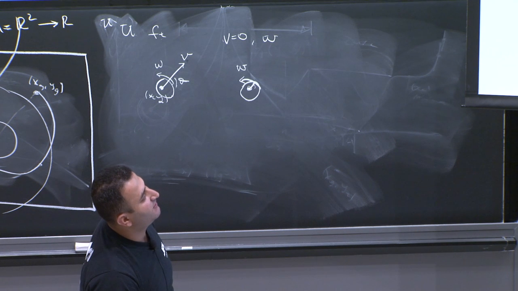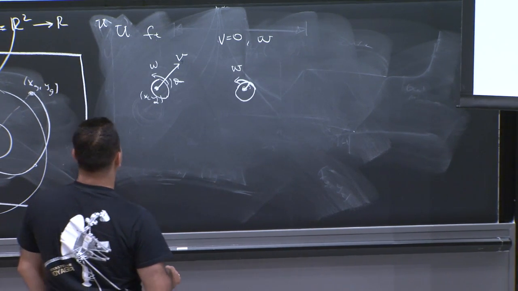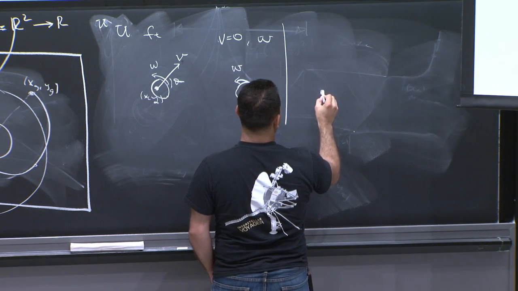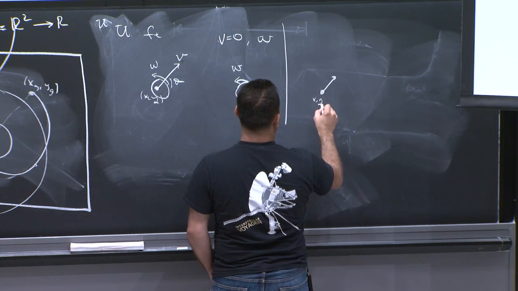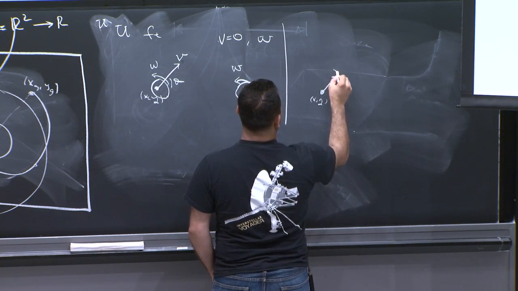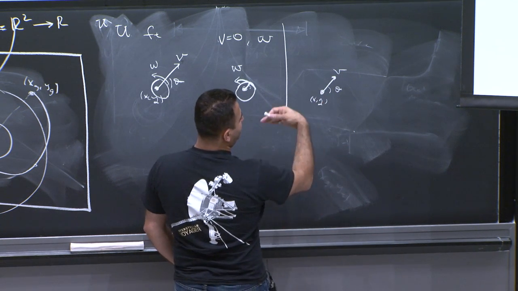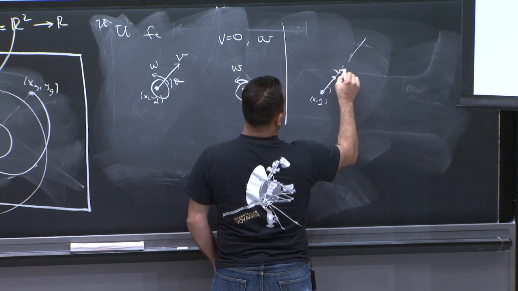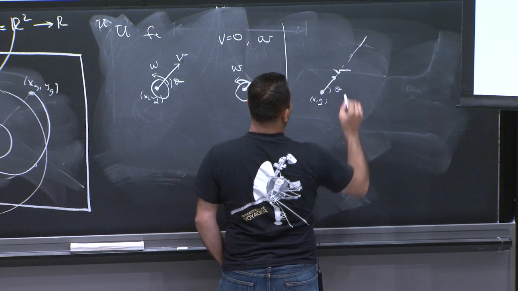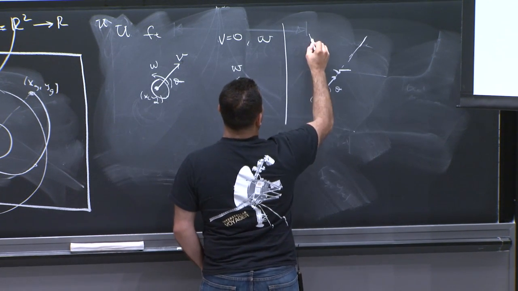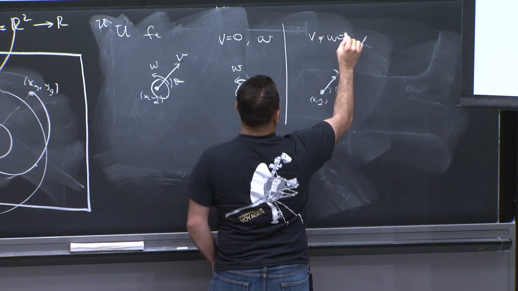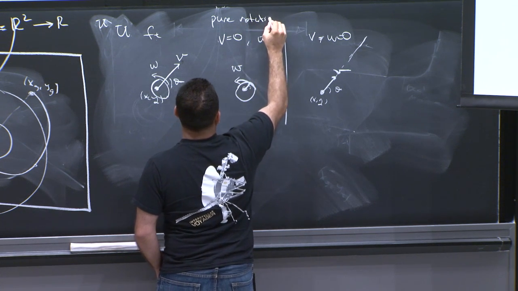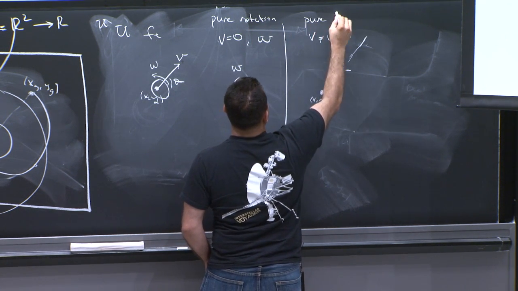So if you set omega to be zero, and if you just have some non-zero forward speed, then you will have this kind of motion. So you have this V, and you don't have any rotational speed, and you will just keep moving along this direction. And this is, you have V, and omega is zero. This is called pure rotation. This is called pure translation.